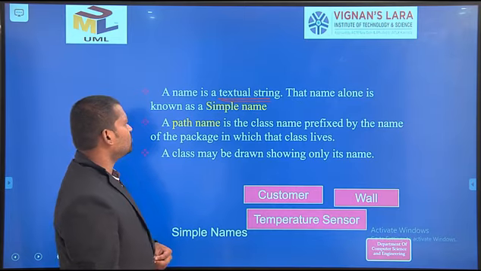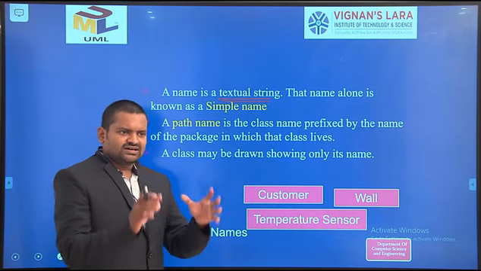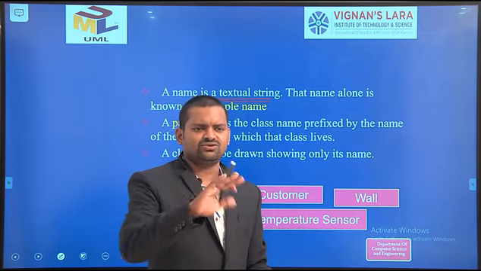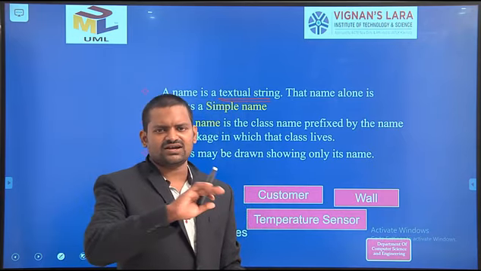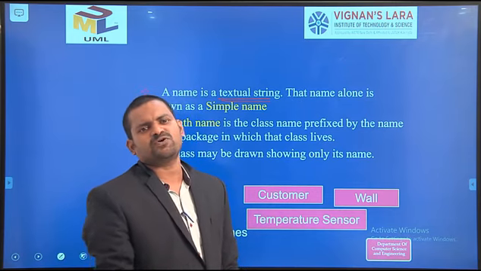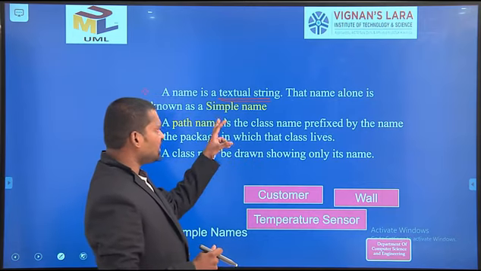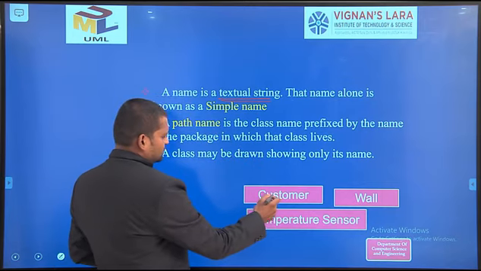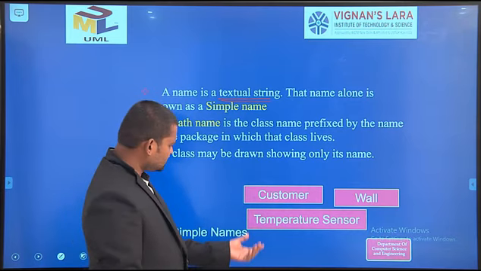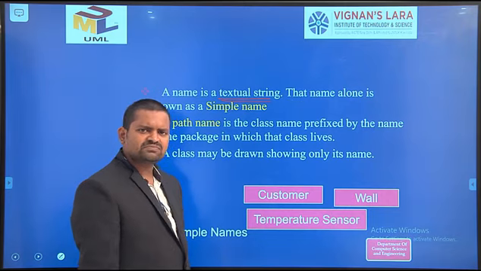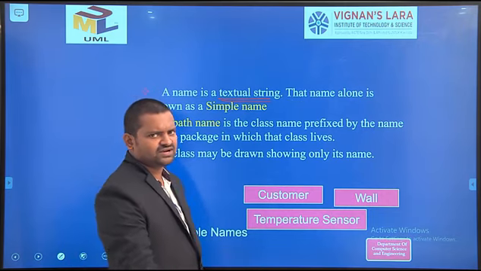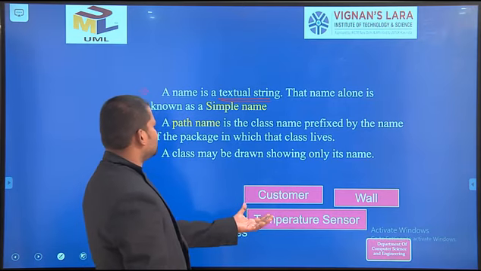That name alone is known as a simple name. If you create a class that only has the name, it does not have any attributes, methods or responsibilities. So a simple name is like that. Customer is a simple class, and wall is also a simple class. Temperature sensor is also a simple class that does not have any other responsibilities or methods.